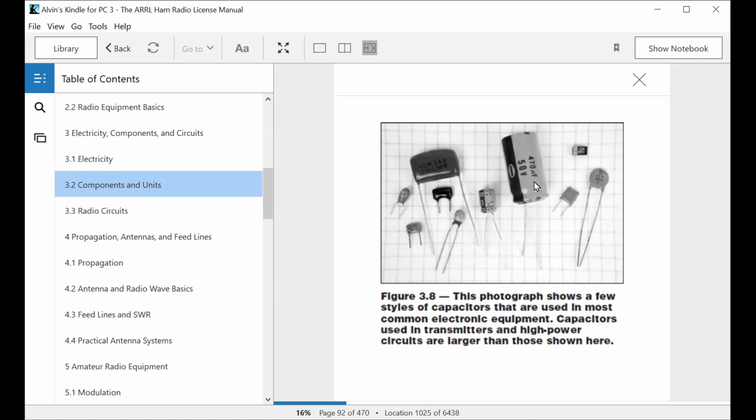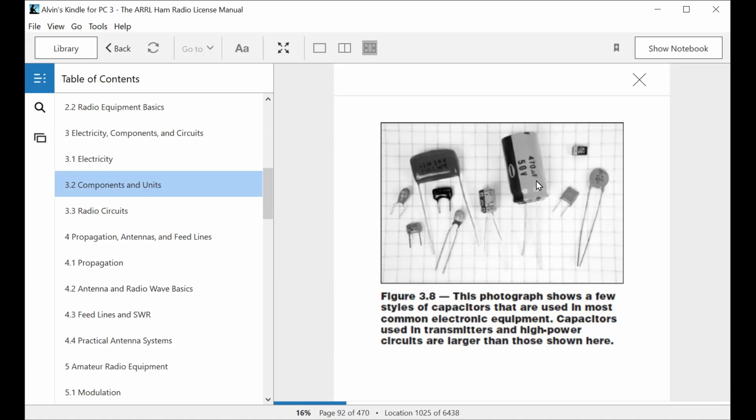But at this point, you're going to just see something in here that will give you the three things. Number one, the value of the capacitance. Number two, the voltage rating of the capacitor. And number three, the tolerance, how close to the stated value it is.